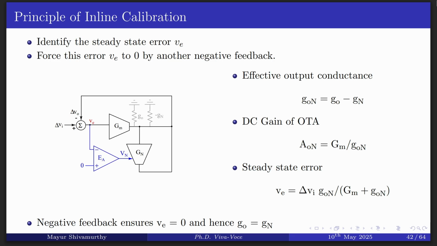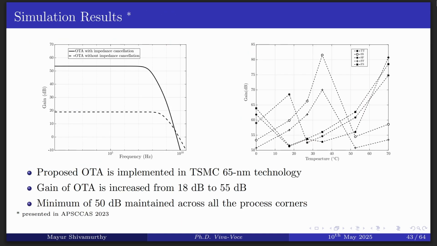This particular technique was implemented and designed in a TSMC 65 nanometer technology. The simulation result shows that with the proposed inline correction technique, the OTA gain was improved from 18 dB to 55 dB, and across all the process and temperature corners, a minimum gain of 50 dB is maintained with this inline correction technique.